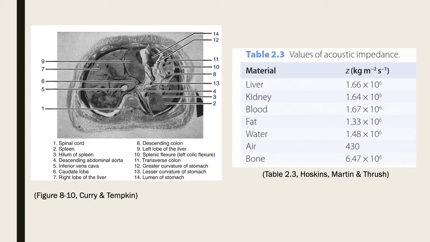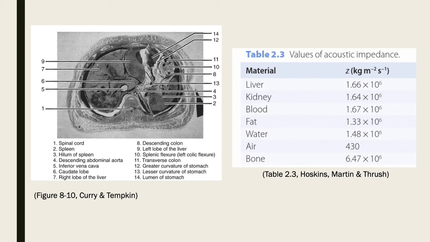Now, the difference between the liver and fat is there's a difference. It's not huge, but there is a difference. So we're probably going to be getting some echoes sent back to our transducer, but we're also going to have quite a bit of that sound continuing through the liver. And it's going to keep going through until it hits our next structure, which might be the descending aorta.